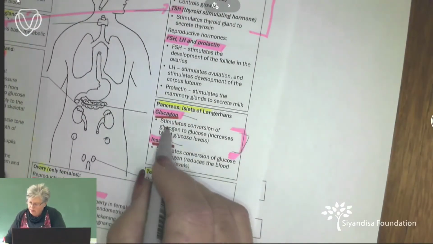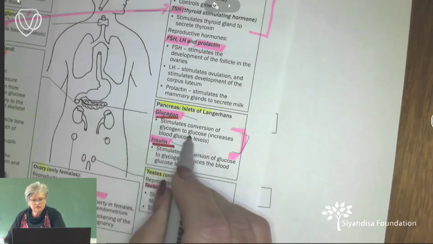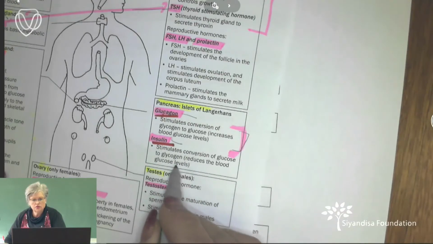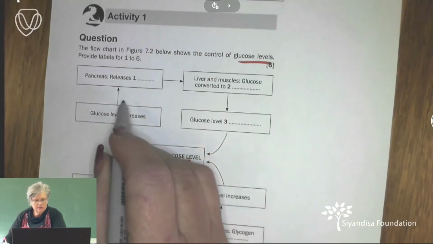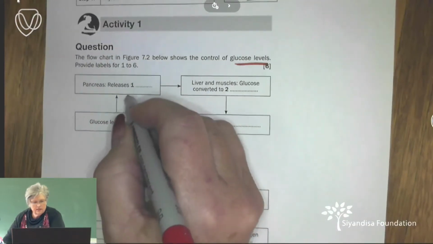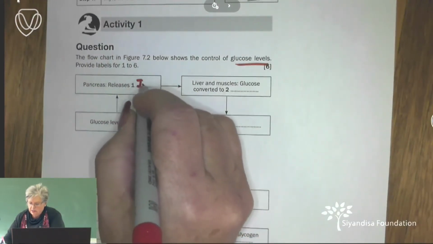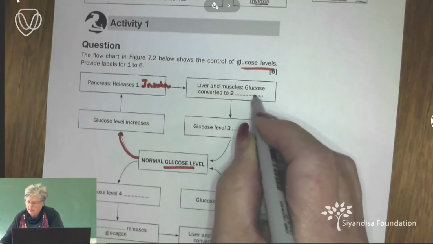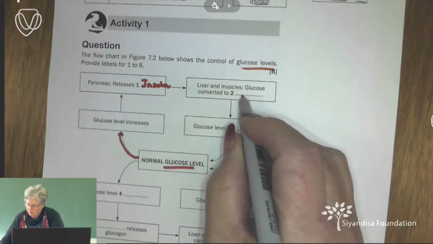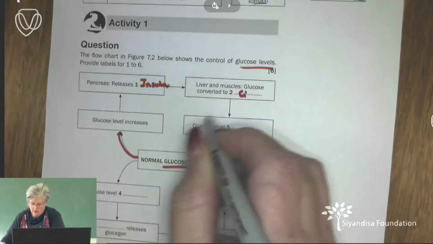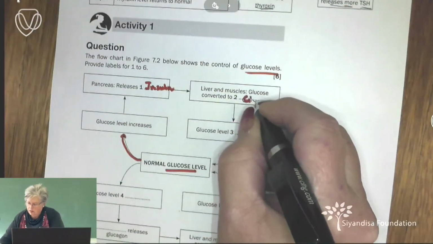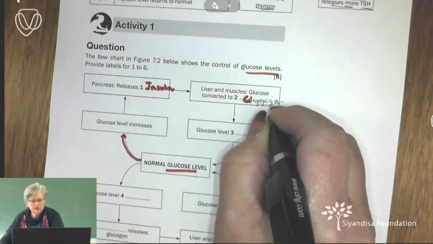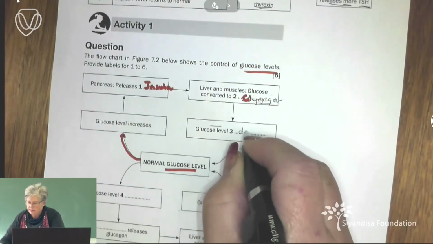Glucagon makes the glucose level increase, and insulin makes the glucose level reduce. So what must the pancreas release? It must release insulin. So the liver and muscles convert it to glycogen. So it converts the glucose to glycogen and the glucose level decreases.